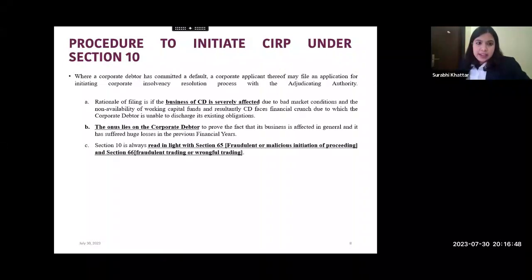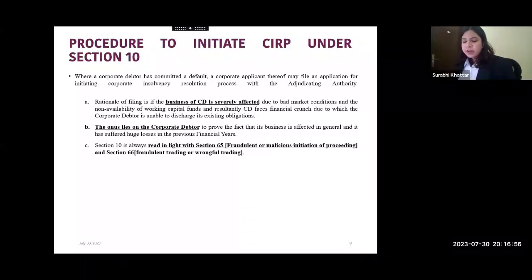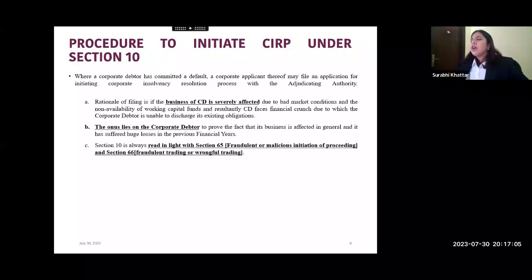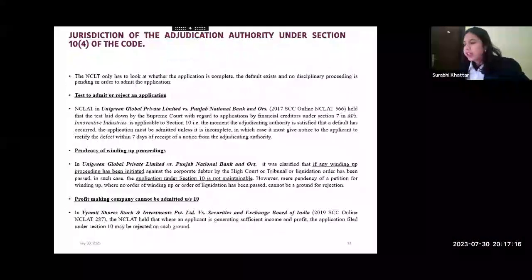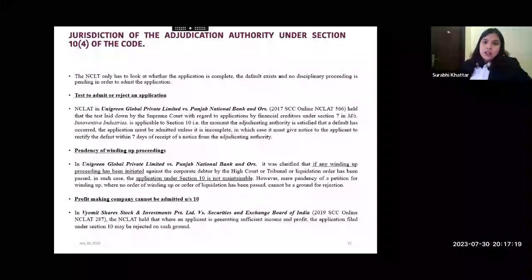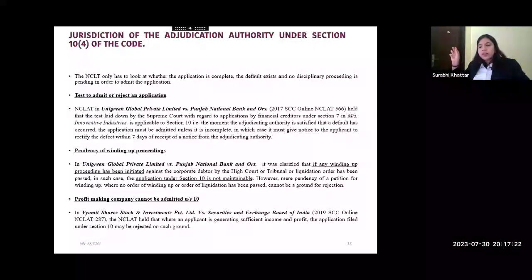Of course, there cannot be any concealment or suppression of facts in this regard, and for that, adequate provisions have been made. The test for admitting a Section 10 application is the same as the Section 7 proceedings. Now, if the adjudicating authority comes to the conclusion that there is debt and default, then the adjudicating authority will admit the Section 10 application. I will come to default separately, because how default is to be interpreted has also evolved over time.